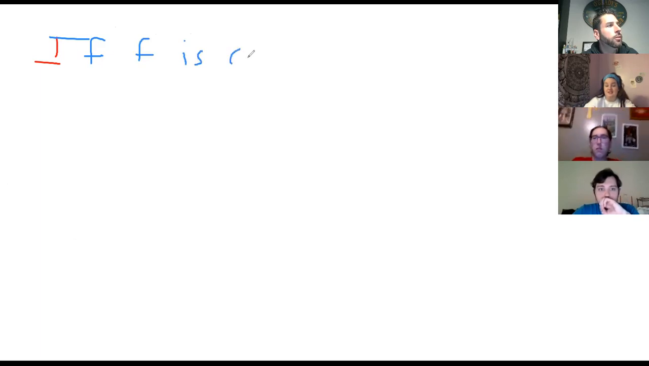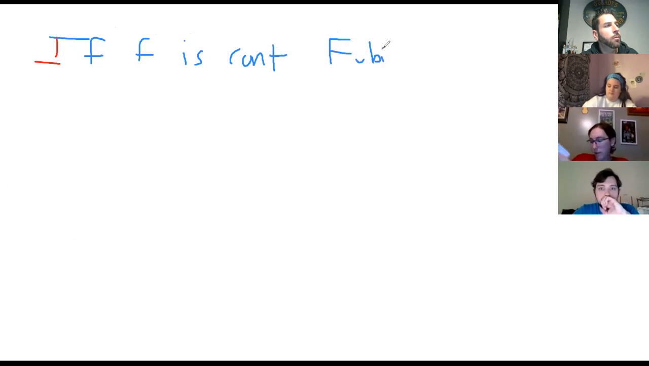So here's the important thing, and I'm writing very sloppy. If f is continuous, we had this Fubini's theorem. And what does Fubini tell us?